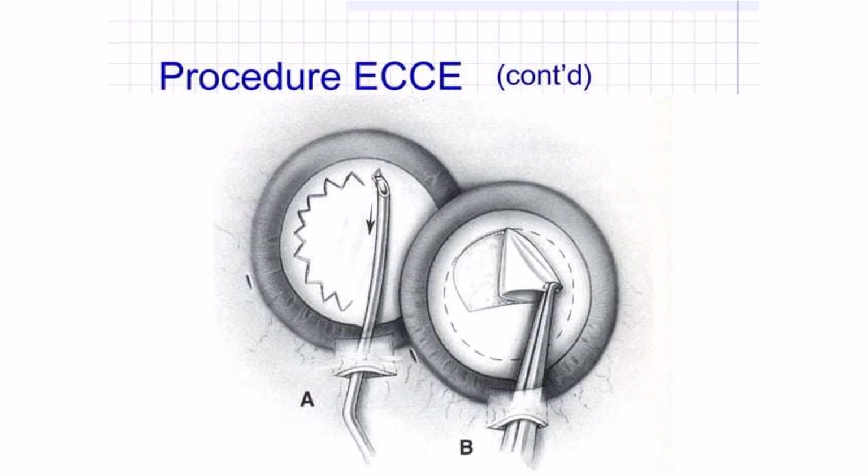So for example, this is the cystitome and this one is the utrata forceps. This forceps has a little tooth at the end. It grasps the capsule and peels it. So this is known as a continuous curvilinear capsulorhexis, whereas this is known as can-opener capsulotomy.